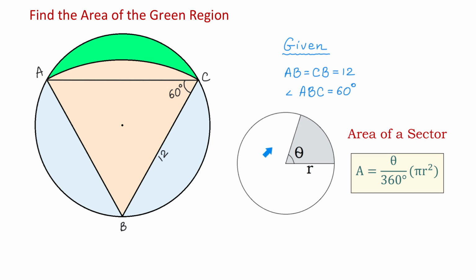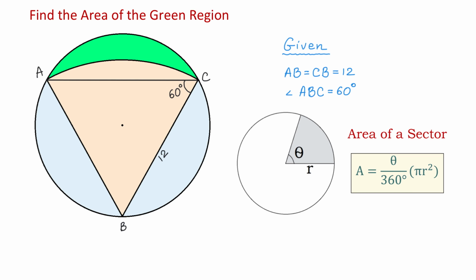So here we have a sector with an angle theta and the radius r. Then the area equals theta over 360 degrees multiplied by pi r squared. So if the area of a circle is pi r squared, then the area of a sector is a fraction of the area of a circle.